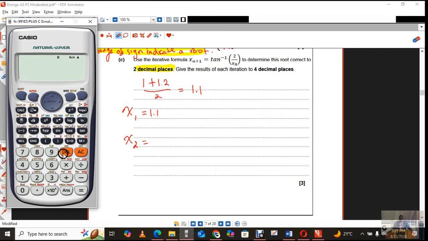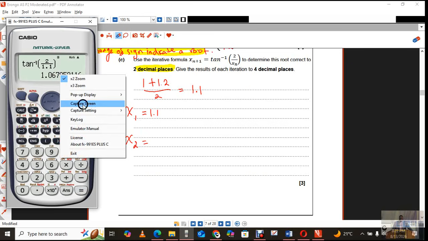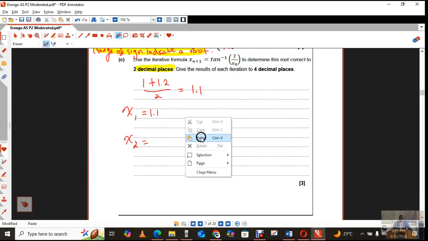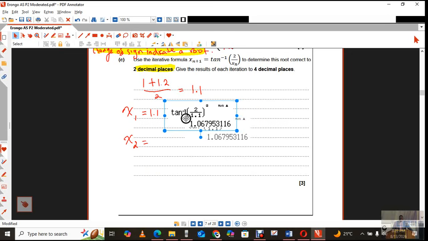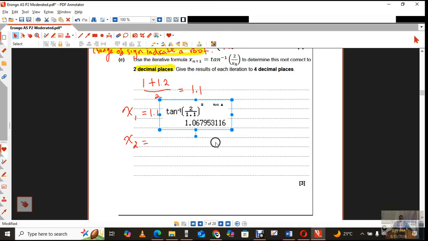All right, so let's say we do it manually. So the inverse tangent of 2 over, okay, we're at 1.1. That would be my second answer. Okay, so that had been, what was it? Okay, that's what we have. Right, looks familiar. Okay, it's the correct one now.